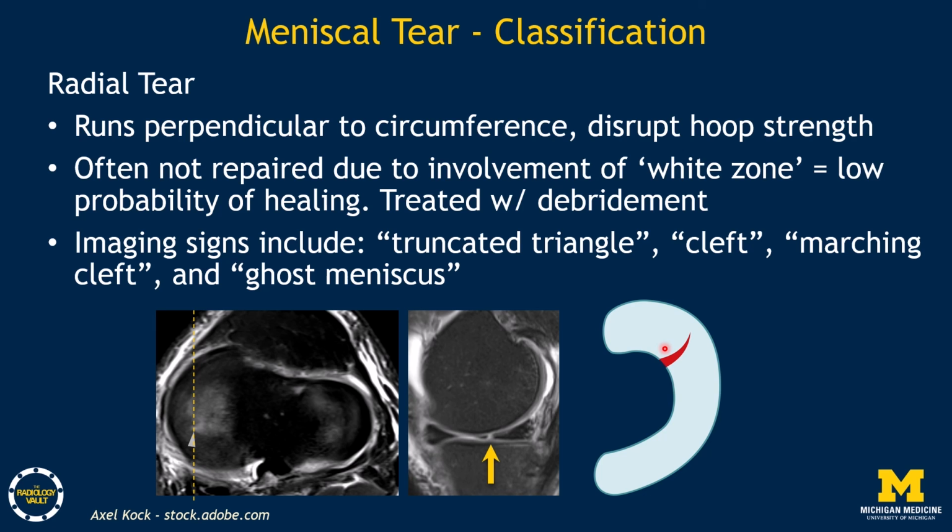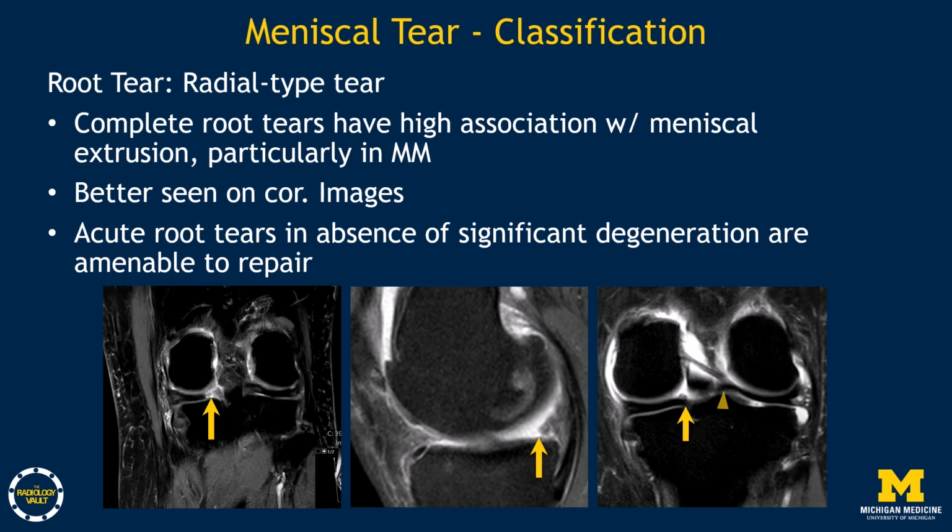Many MRI signs may indicate a radial tear. In this example, you can see a cleft between the free edge and the remaining posterior horn. Okay, root tear is a radial type tear. Complete root tears have high association with meniscal extrusion, particularly in the medial meniscus. They are better appreciated on coronal images. On sagittal images, make sure you follow the posterior horn all the way to the attachment site. As we mentioned before, intact posterior roots are better appreciated on coronal image adjacent to the PCL insertion site.